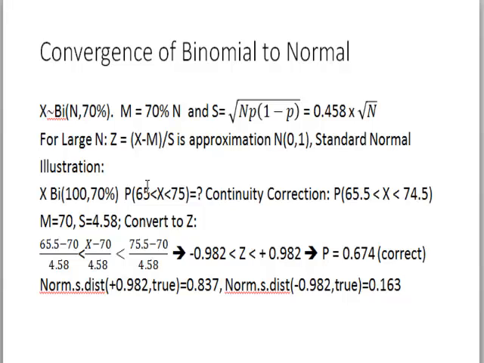So x is binomial with n and 70%, same example as before. So what is m? The mean is 70% of n, whatever n may be. And what is the SD? s is equal to the square root of np times 1 minus p. Now I can calculate: p is 70%, 1 minus p is 30%. Multiplying the two, we get 0.21, which is 0.7 times 0.3. And then if I take the square root of 0.21, I get 0.458.